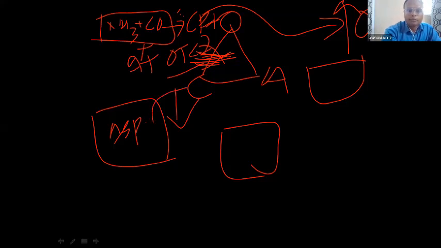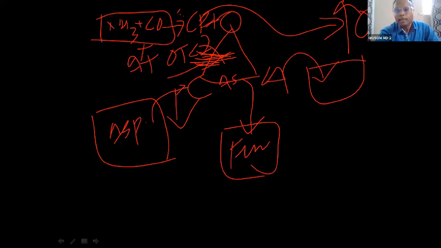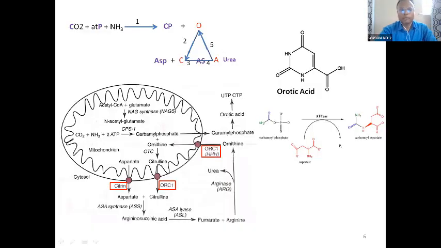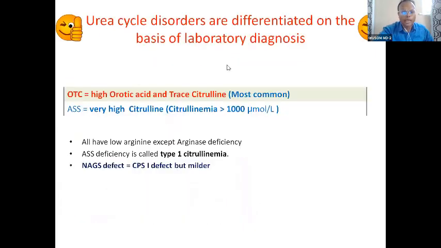Aspartate will go and join citrulline to form argininosuccinate. Here, this is argininosuccinate. Here, fumarate is released. And what else? Here, arginine will convert into ornithine. What will release? Urea. So this is easy, you can remember this brain map easily, and the brain map will help you remember everything. So just remember this urea cycle, the most important urea cycle disorder is OTC, ornithine transcarbamylase.